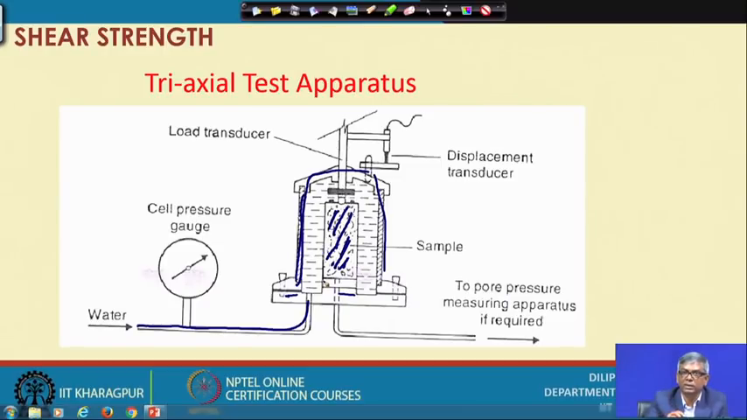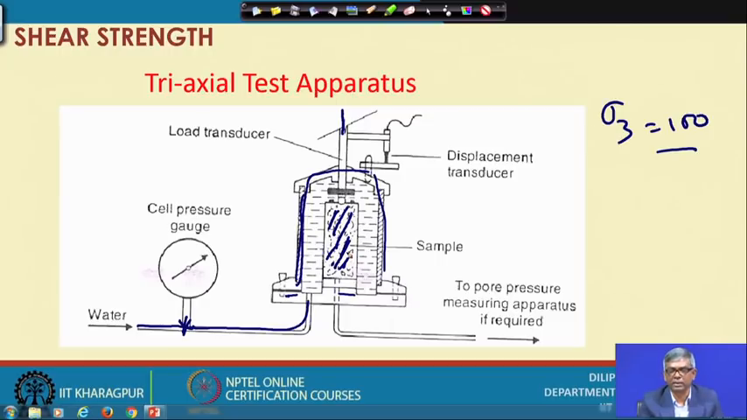Suppose I want to conduct with a cell pressure of sigma 3, that is the all round pressure we are applying. I can conduct with sigma 3 equal to 100 kPa. So, I will apply it and then close this. Under 100 kPa pressure, everything will be closed, and then through this an axial load will be applied till the sample fails.